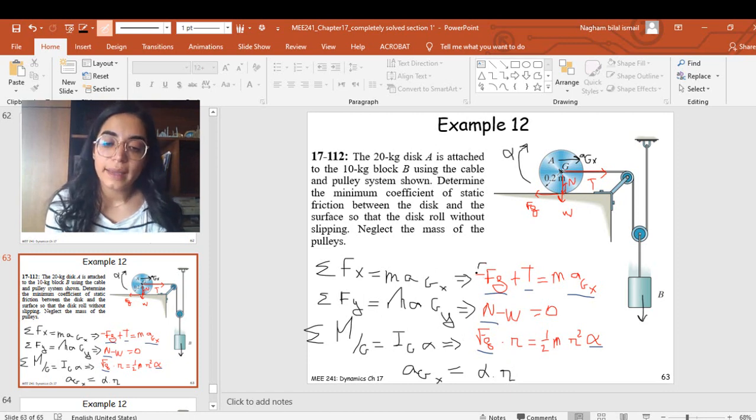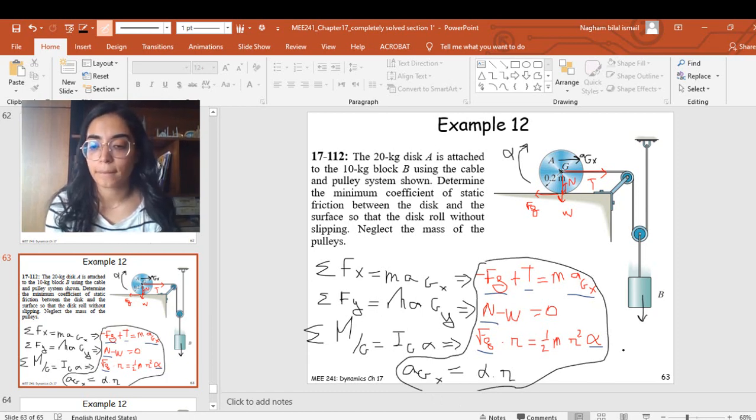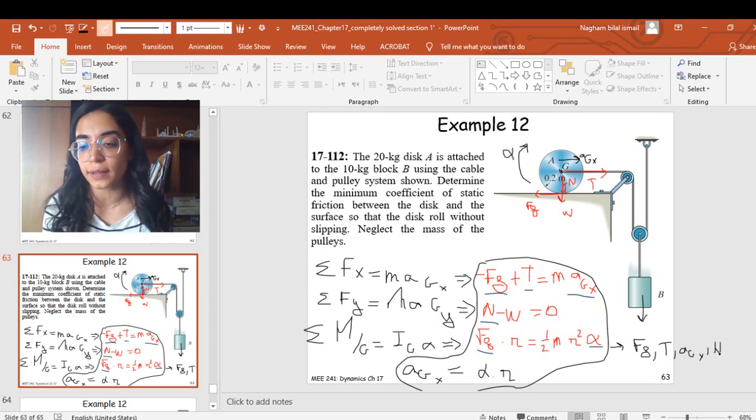So how many unknowns do I have in this system right here? Let's count them: F_f, T, a_Gx, N, alpha. As I said, guys, if you count N, you have to count this equation. If you get rid of this equation, you can remove N. It's the same. And now, how many equations do I have? I have 5 unknowns with 1, 2, 3, 4 equations.